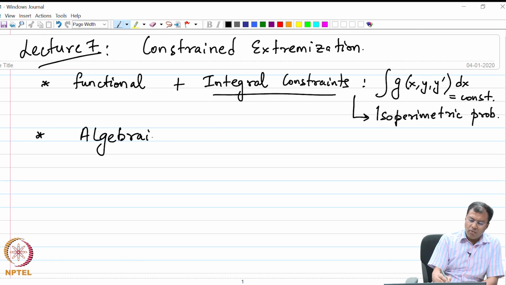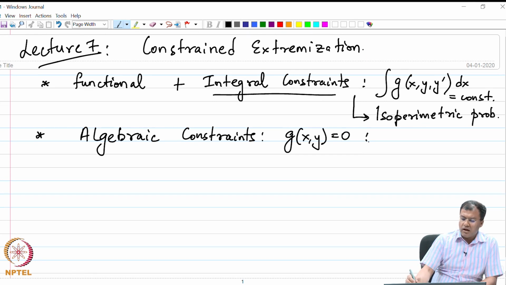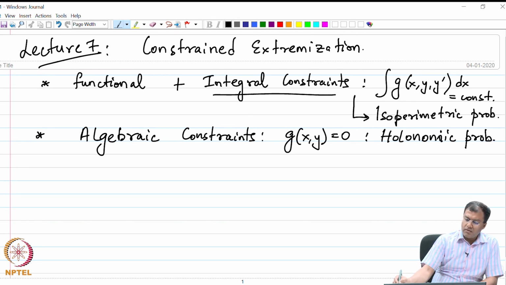And then I can also have functionals plus some algebraic constraints, problems having algebraic constraints, and in that case let us say we have a constraint of the form g of x, y equal to 0. The problems of this class we will denote as holonomic problems. The problems having constraints which are purely algebraic are the holonomic problems, and finally the problems in which we have differential constraints.